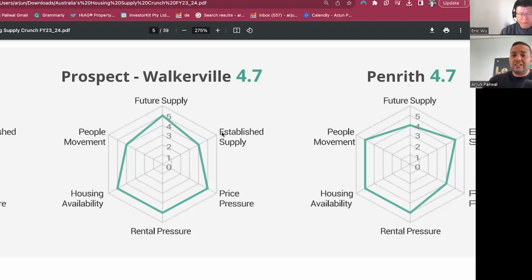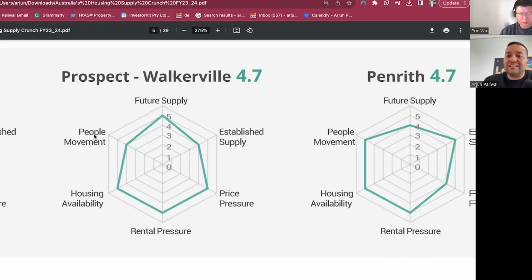Housing availability. So a little bit different to established supply. Housing availability is not about listings. It's about listings as a proportion to how many properties are in the area. And so that's like a stock on market type percentage. And then we go to people movement. This is internal migration, overseas migration, whatever's important to that area and how that's going. So population growth. So this is how we're looking at the more supply angles, not just, it's got some demand angles too, like these 2 metrics, but we're looking at this holistic supply.